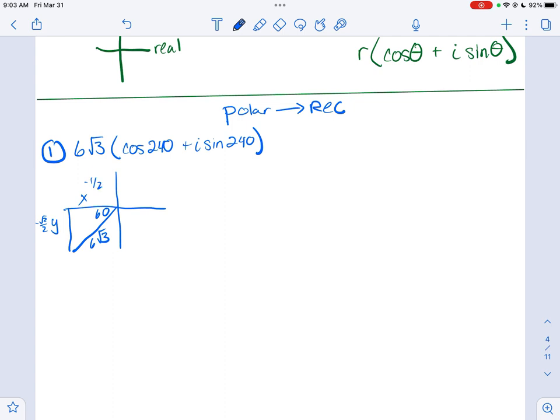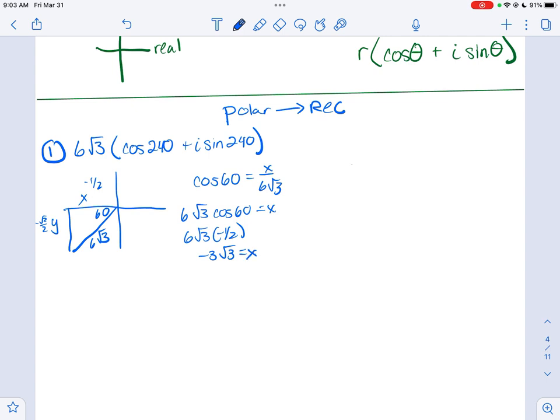So to find the x value, the cosine of 60 is x over our radius, adjacent over 6 root 3. So this is 6 root 3 times the cosine of 60 equals x. Well, I know that that's negative half. So this is negative 3 root 3 equals x.